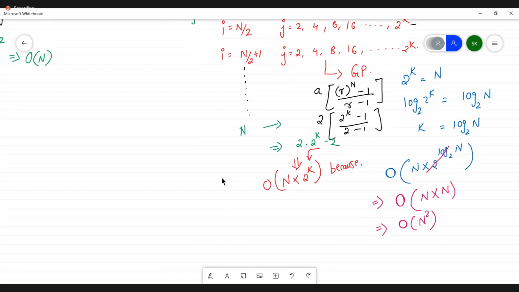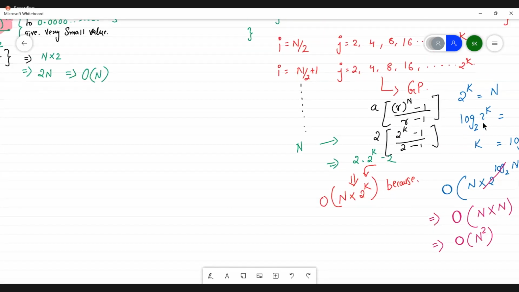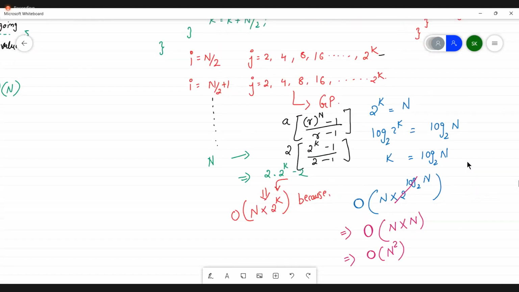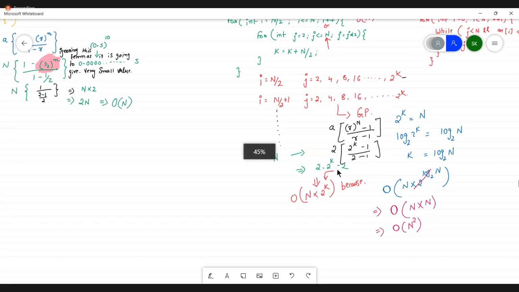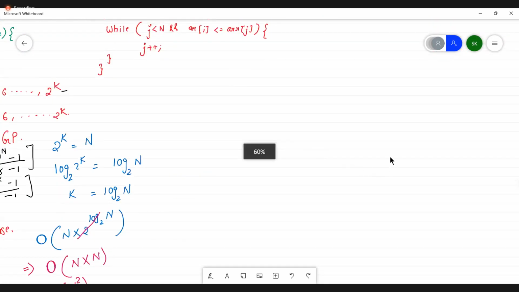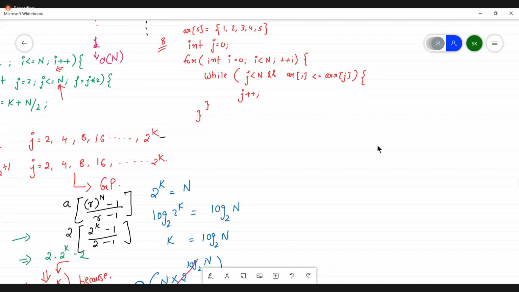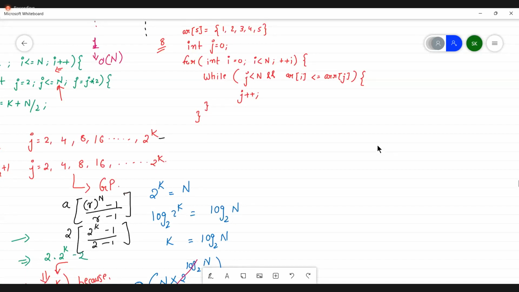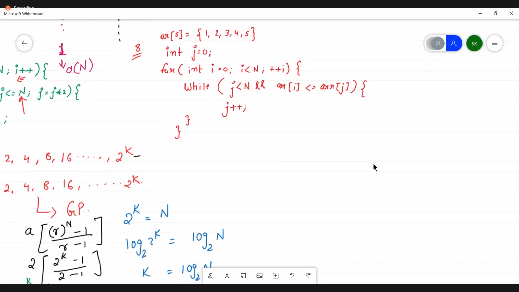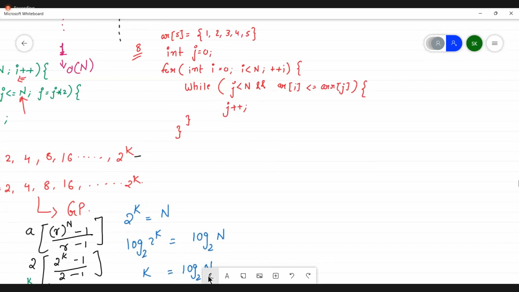Okay. Now coming on to our last question. For this, has anyone figured out what is going to be the time complexity? I figure it. Good, Gaurav.